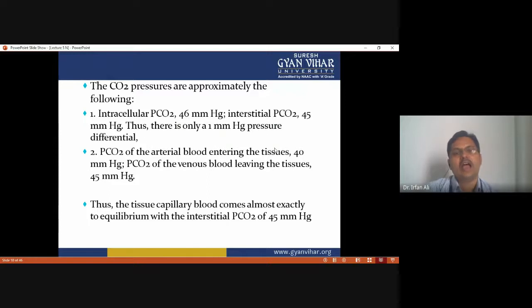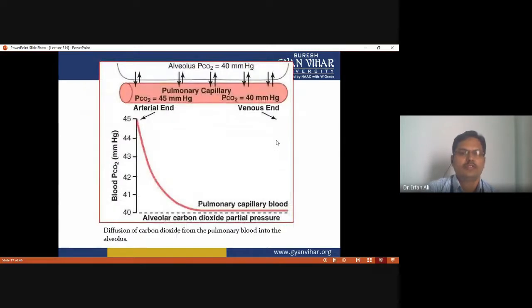The partial pressure of CO2 of the arterial blood entering the tissue is 40 mmHg, and the partial pressure of CO2 of the venous blood leaving the tissue is 45 mmHg. Therefore the tissue capillary blood comes almost exactly to equilibrium with the interstitial partial pressure of carbon dioxide of 45 mmHg. Now you have to see the diffusion of carbon dioxide from the pulmonary blood into the alveolus.